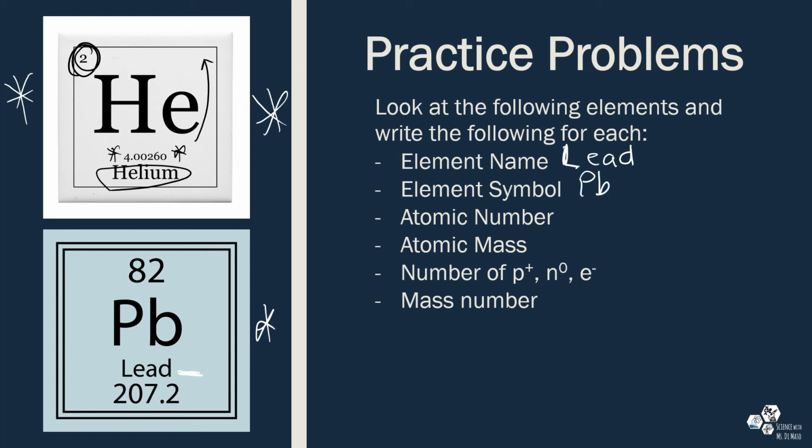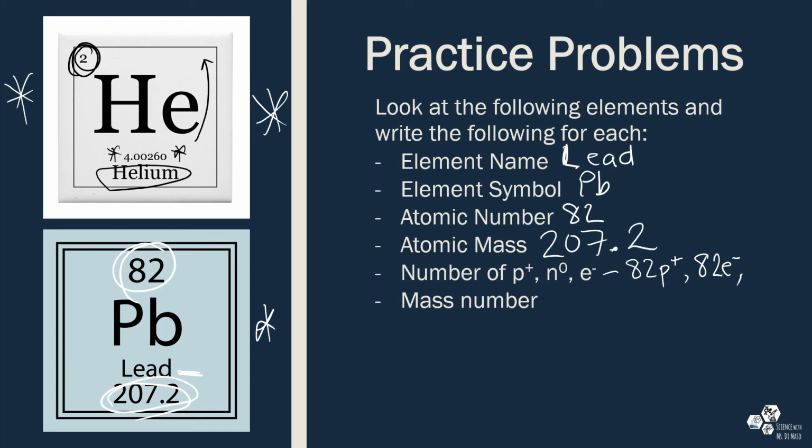Our atomic number is going to be this number at the top, which is 82. So we can jump around here and say, now I already automatically know I have 82 protons and 82 electrons, because my number of protons is the atomic number, and my number of protons always has to equal my number of electrons. My atomic mass is down here at the bottom, which is 207.2.